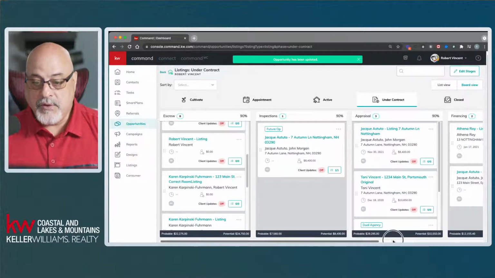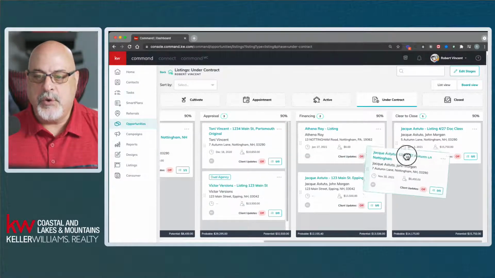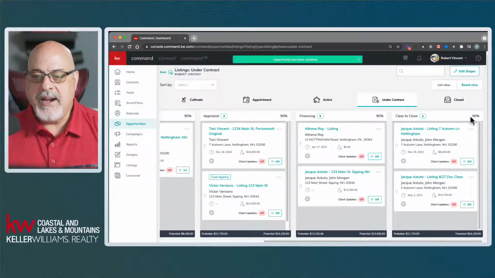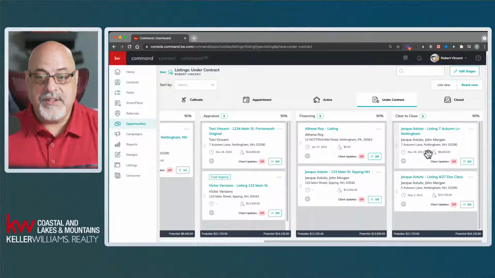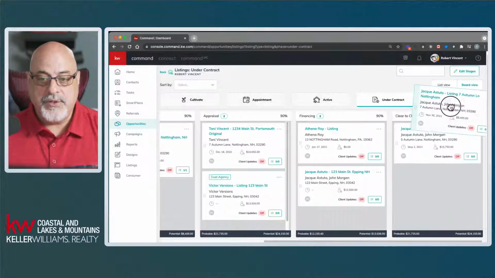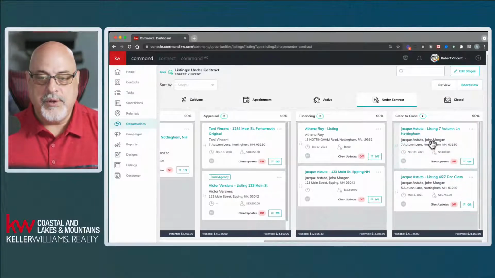Okay. And then, by the way, as we get all the way across here, let's take Jackie's student and put it all the way in clear to close. 90% on that, and we're good to go. And then, of course, the last thing is closed. The only thing I have to do is drag it up to closed, and it goes into the closed.